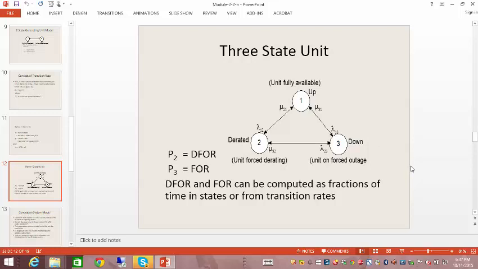Now, if you have information and you want to have more than three states, you can do that. And the algorithms are now very powerful. They can incorporate units with any number of states so long as you have the data available for them.